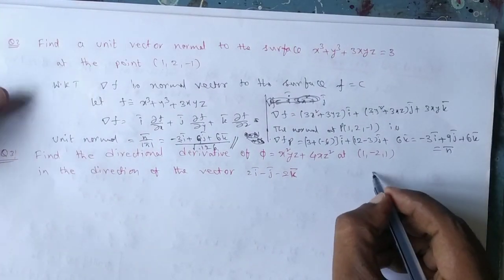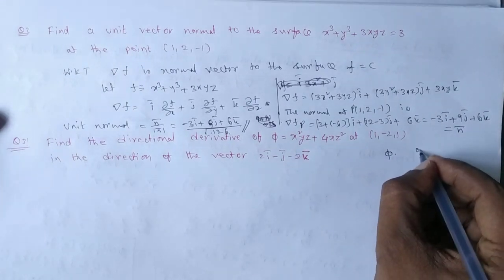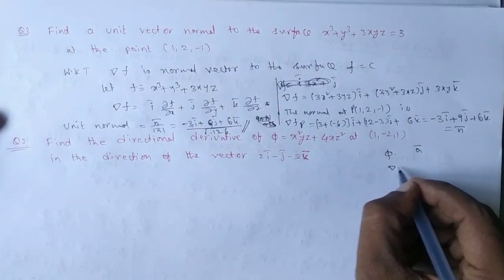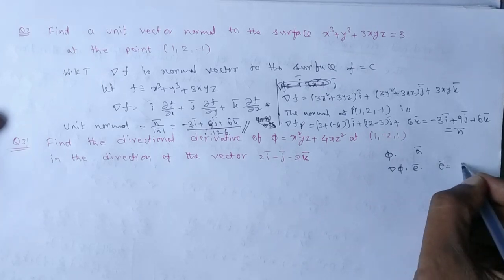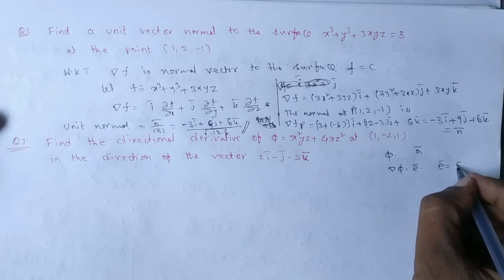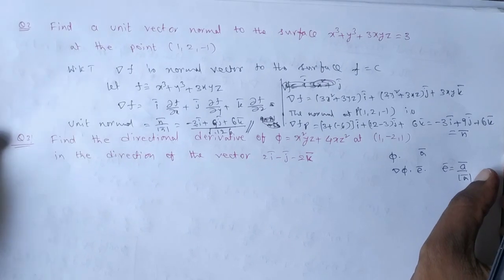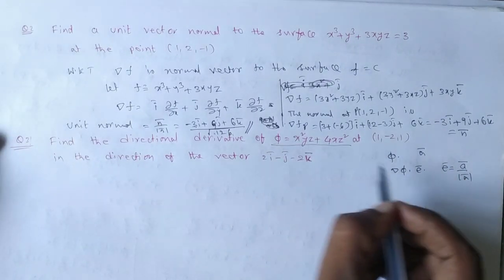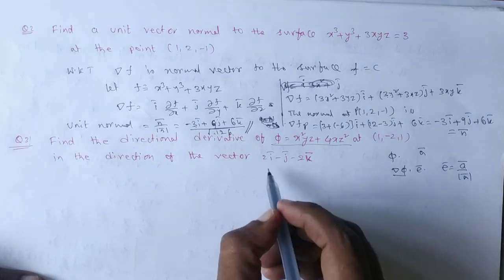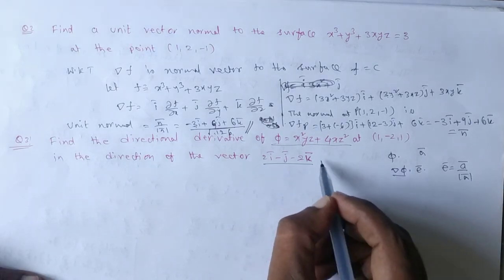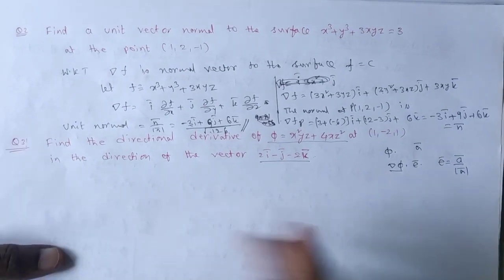Remember that if you want the directional derivative of phi in the direction of some a bar, then what we calculate is gradient of phi dot e bar. That e bar is the unit vector in the direction of a bar, so it is a bar by magnitude of a bar. This logic you have to remember. To find the directional derivative of phi, we have to calculate gradient of phi first. And in which direction do you want the directional derivative? In this direction, this is our a bar. So in this direction we want a unit vector. So I am just calculating first the gradient of phi.